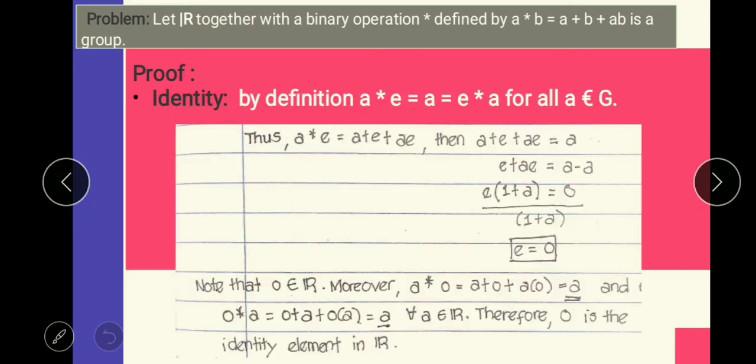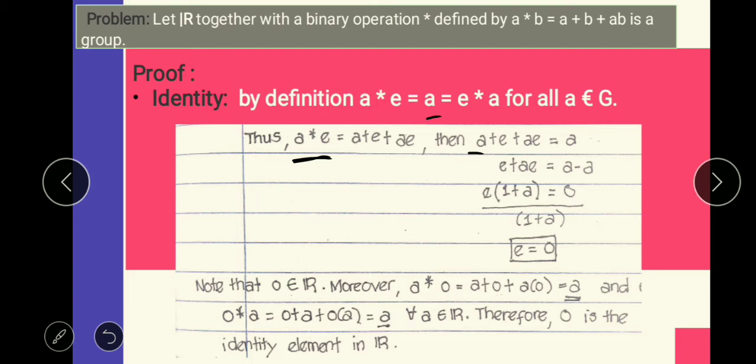Let's proceed to the identity. By definition, A star E is equal to A, which is equal to E star A, for all A element in G. Thus, A star E, applying the binary operation, is A plus E plus the product AE. We all know that this is equal to A. So A plus E plus AE is equal to A. Now manipulate to get the E. So we get E is equal to 0.